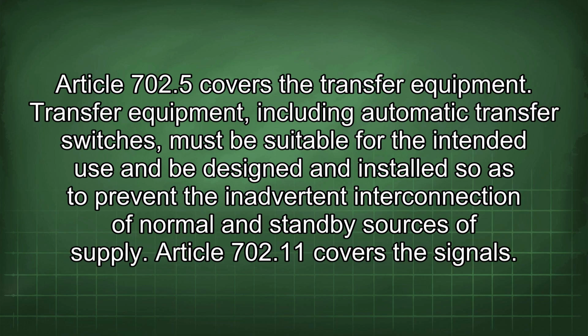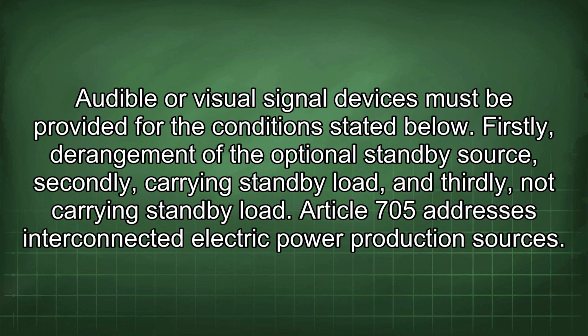Article 702.5 covers the transfer equipment. Transfer equipment, including automatic transfer switches, must be suitable for the intended use and be designed and installed so as to prevent the inadvertent interconnection of normal and standby sources of supply. Article 702.11 covers the signals. Audible or visual signal devices must be provided for the conditions stated below. Firstly, derangement of the optional standby source; secondly, carrying standby load; and thirdly, not carrying standby load.